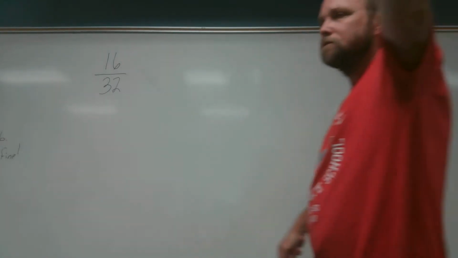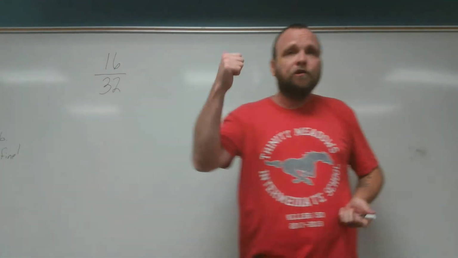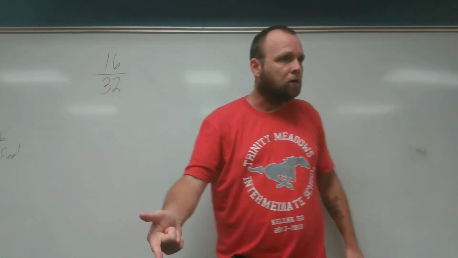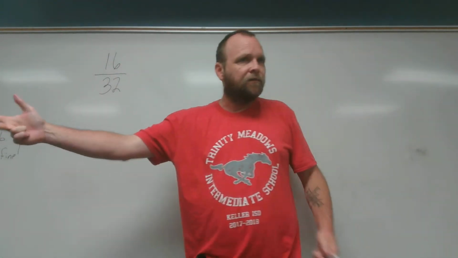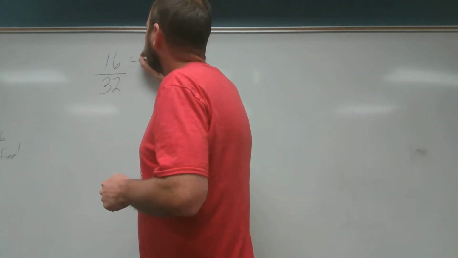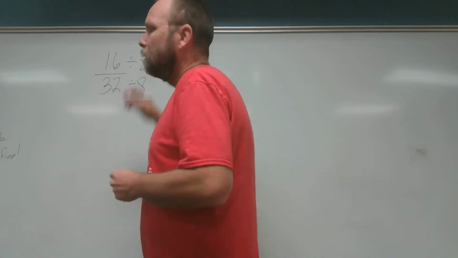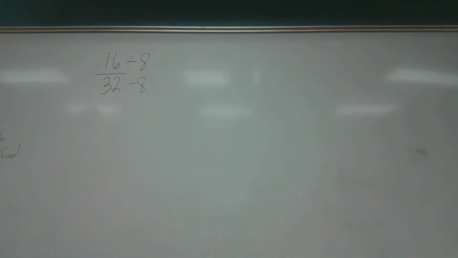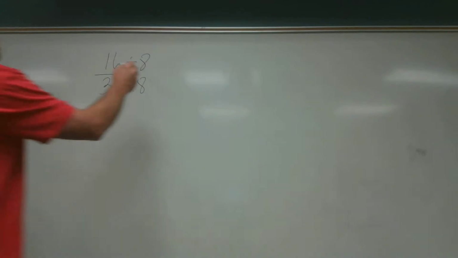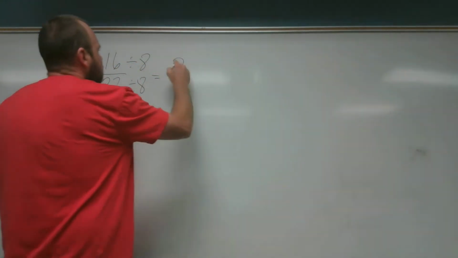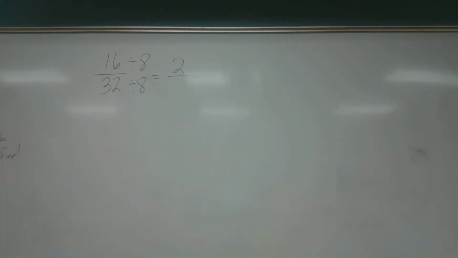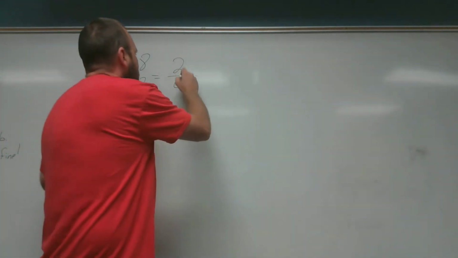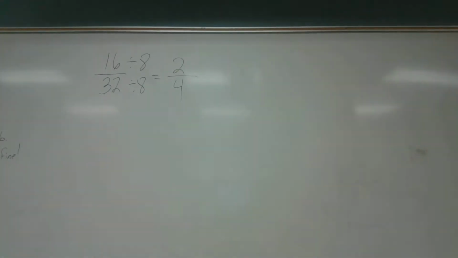8. 8 is a factor of both numbers. Okay? You could have picked 2. You could have picked 4. We're going to go with 8 this time. We're going to divide both our numerator and denominator by that common factor. So Gus, what is 16 divided by 8? 2. Gus, what is 32 divided by 8? 4. Now don't put 2/4 until you've actually done some thinking.